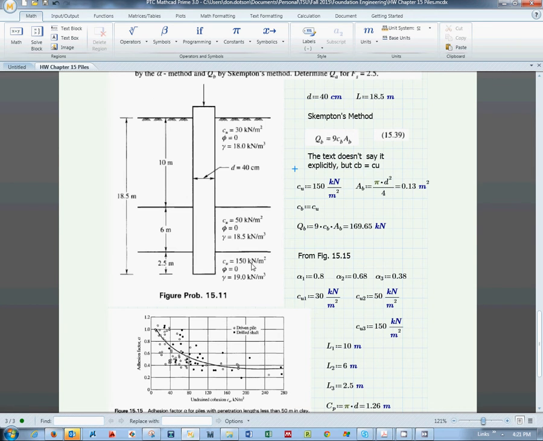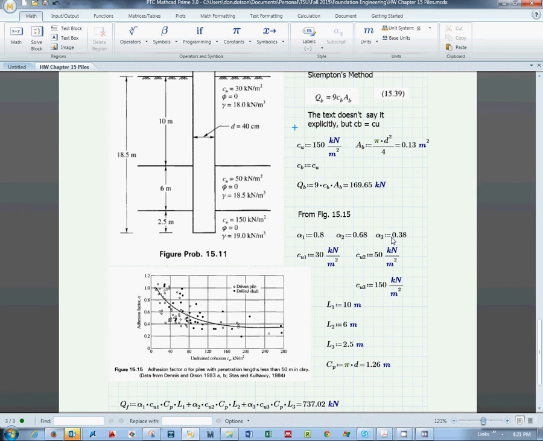C sub U at the bottom here is 150 kilonewtons per meter squared. The area at the base is pi d squared over 4. So the ultimate bearing capacity is 170 kilonewtons.